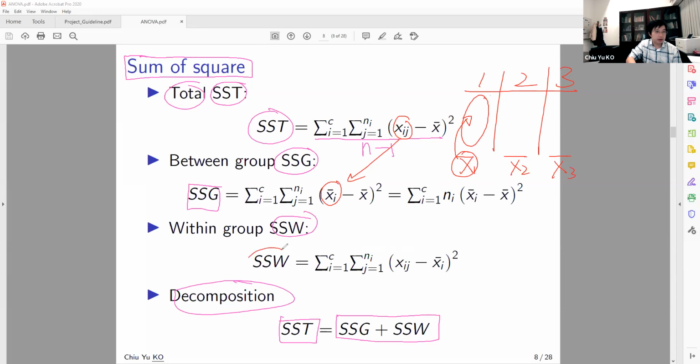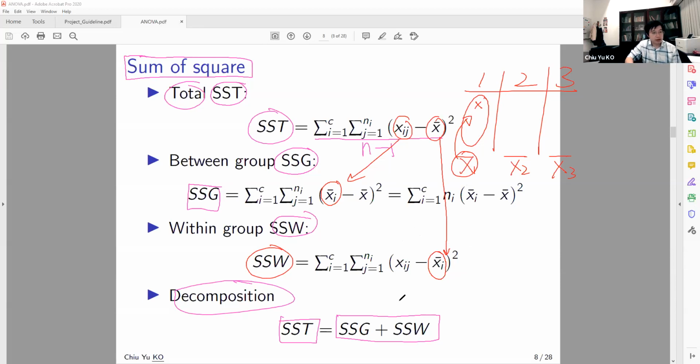And here for SSW, we replace the overall mean by the mean of the group. What does that mean? This is the variation of the total data, and for SSG we replace each observation by its group mean, so there's no variation within group. That's why it looks at the variation between groups. For within group, you look at the difference between each observation and the group mean, so you are looking at the variation within group.